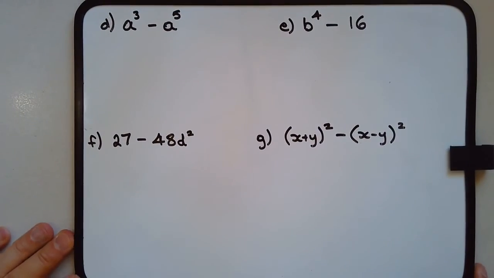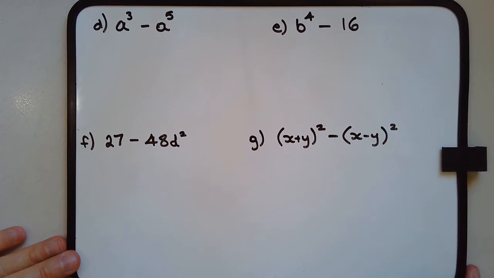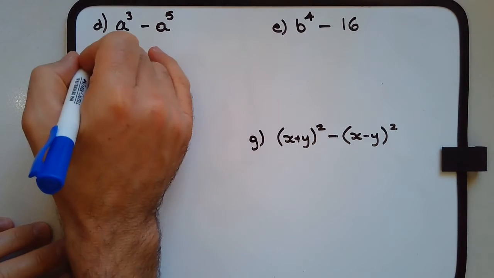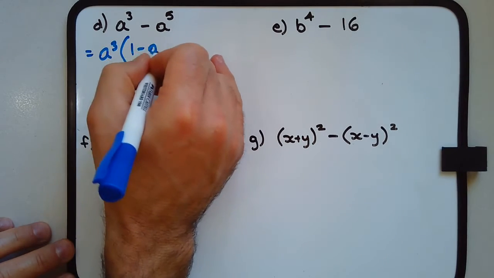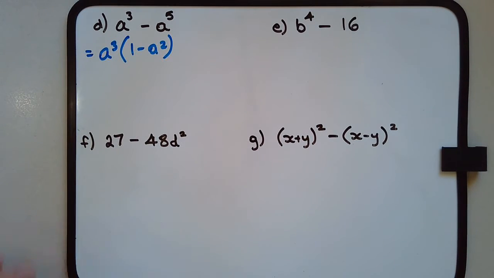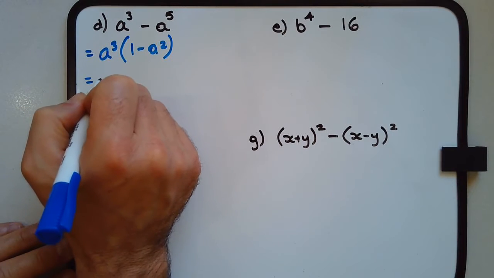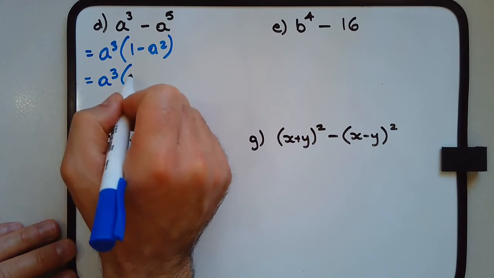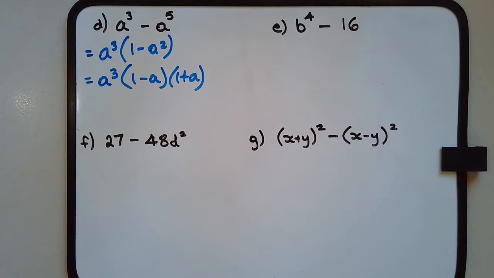Okay, so a cubed minus a to the 5. Now on the surface, it doesn't look like a difference of two squares, but if you factorise out a cubed, maybe we could create a difference of two squares, or at least part of the expression can be a difference of two squares. So let's factorise out a cubed, and we end up with 1 minus a squared in brackets. Now 1 minus a squared is a bit like that 1 minus x squared example, isn't it? So what's in brackets here can be factorised as a difference of two squares. So that's going to be a cubed outside of 1 minus a, 1 plus a. We'll write the conjugate pairs there.